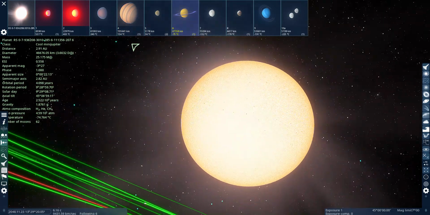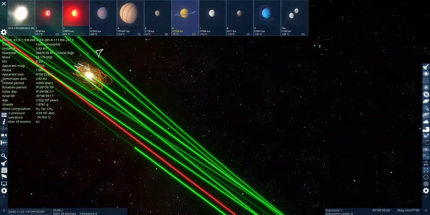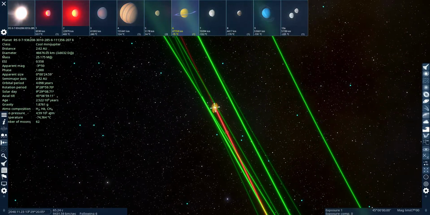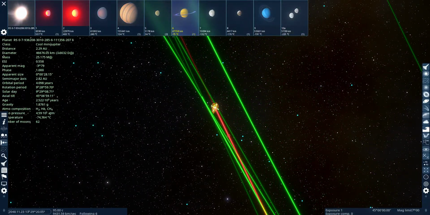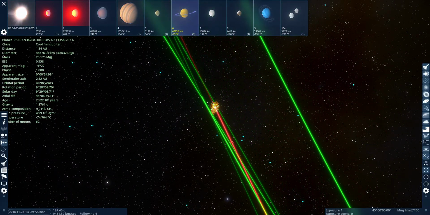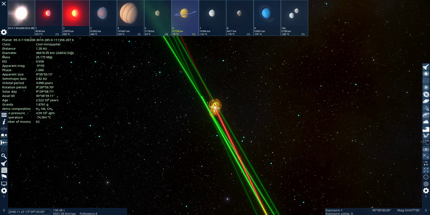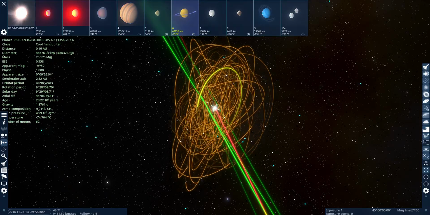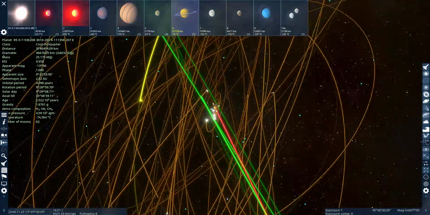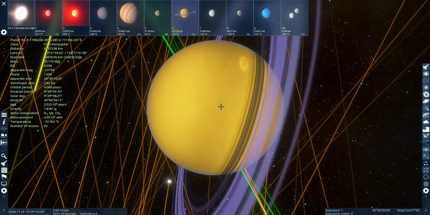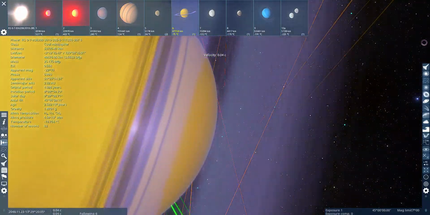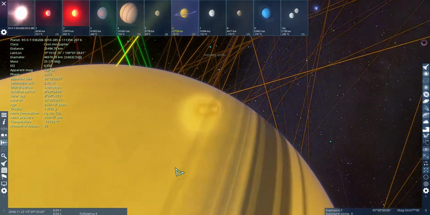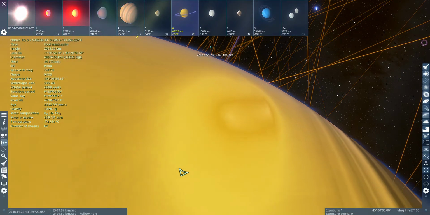Ooh, this looks like Saturn. Huh. That's a lot of moons. Let's land on this gas giant, because why not?